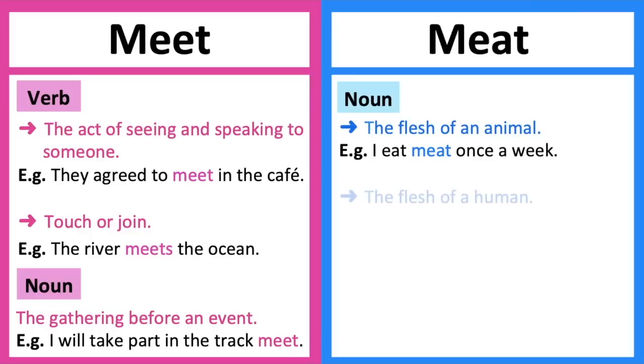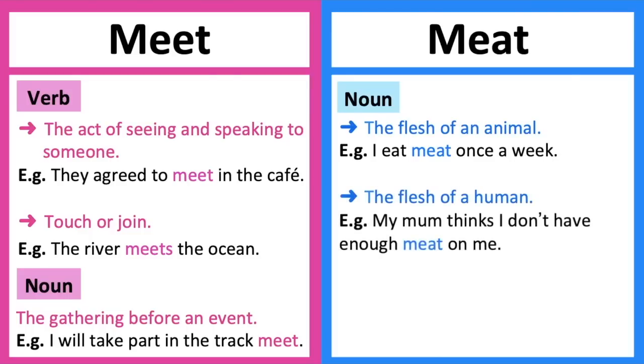It can also refer to the flesh of a human. For example, my mum thinks I don't have enough meat on me. So a person who is thinner is referred to as having less meat on them compared to a person who is larger.